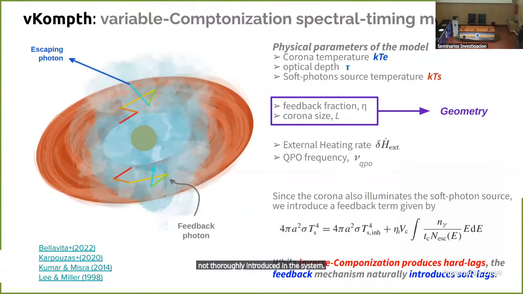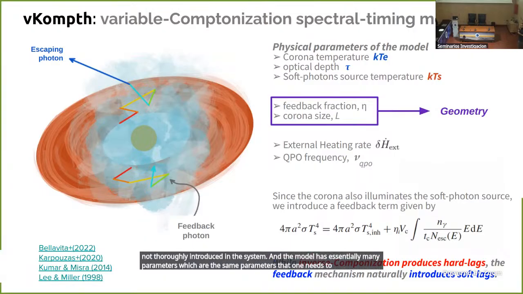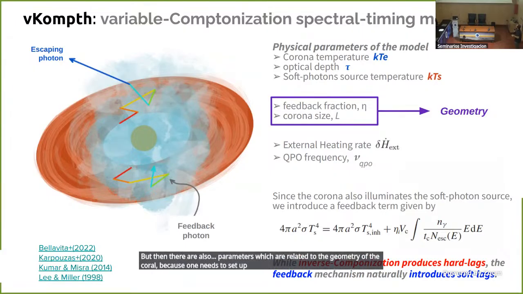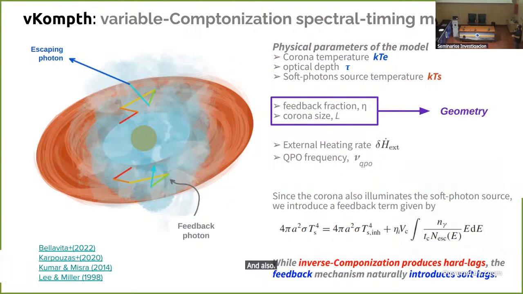And the model has essentially many parameters which are the same parameters that one needs to fit the time average spectrum, like the electron corona temperature, the optical depth, or the temperature of the disk. But then there are also parameters which are related to the geometry of the corona, because one needs to set up a corona size and also the fraction of photons that come back as feedback. So in a certain way, this model will allow us to estimate the size of the corona, which is the main reason why we do this.